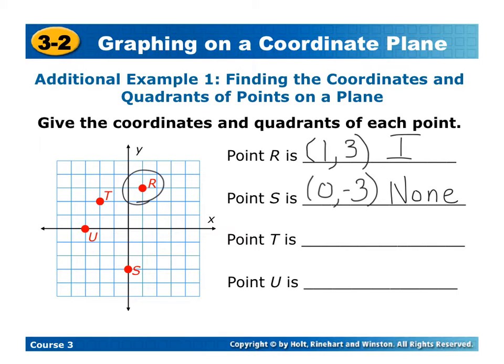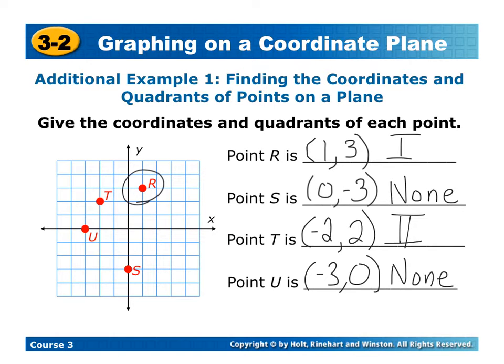Alright, if we look at T, since it's on the left side of the y-axis, we have a negative value, and it's back 2, so it's going to be negative 2, but then it's up from the x-axis, 2, so its ordered pair is negative 2, positive 2, and it is in quadrant number 2. Point U is 3 to the left of the y-axis, but then it doesn't go up or down, so it's negative 3, 0. And once again, its quadrant is none.